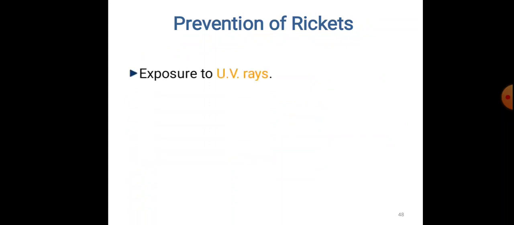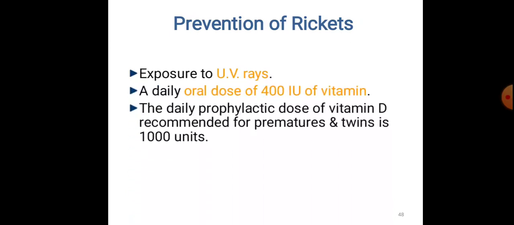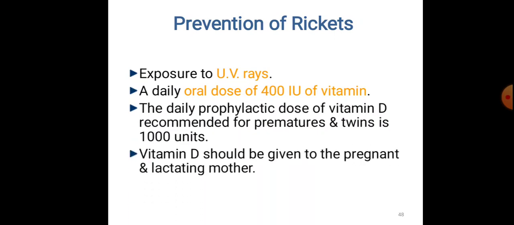Next is the prevention of rickets. Prevention of rickets is by exposure to UV rays and a daily oral dose of 400 international units of vitamin D. The daily prophylactic dose of vitamin D recommended for prematures and twins is 1000 units, and vitamin D should also be given to the pregnant and lactating mother. Exposure to sunlight, a daily oral dose of 400 international units of vitamin D, and a prophylactic dose recommended for prematures and twins and also for pregnant and lactating mothers.